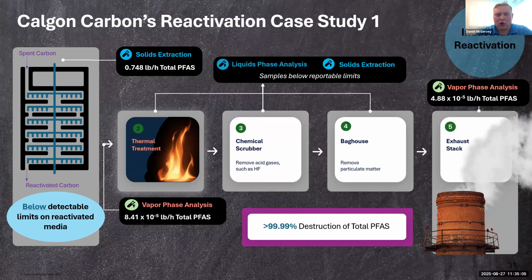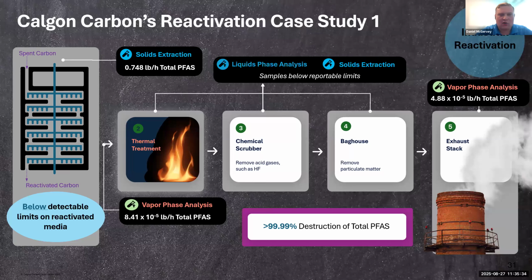This is extremely low levels coming out compared to what was on the spent carbon initially. So it's really nice that we're seeing a lot of that destruction just in the furnace itself, and then through the abatement process out of the exhaust stack, we're again down to the -5 levels, but even lower at around 4.8 of total PFAS, which ultimately leads to over 99.9% destruction of that total PFAS.